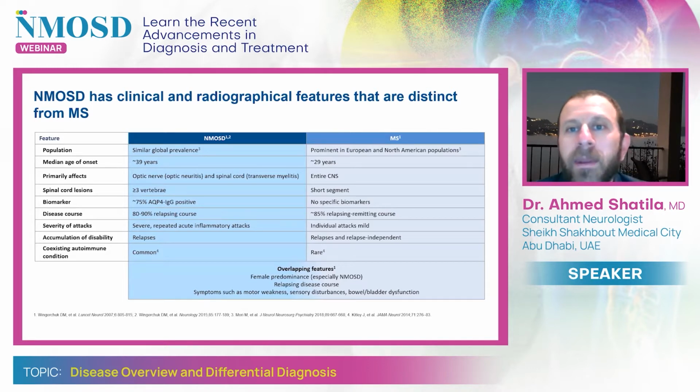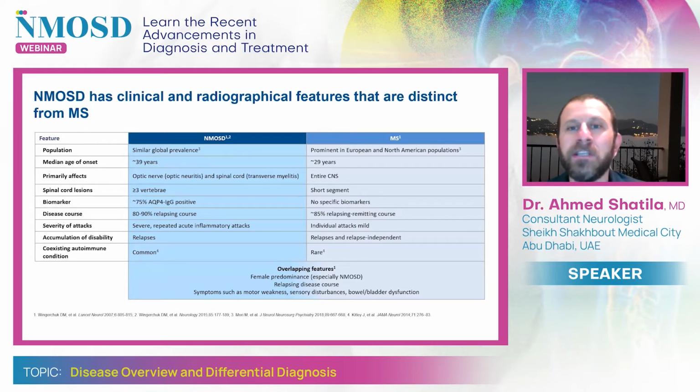MS, as we know, is a prominent European, North African population. NMO tends to be older. The average age of diagnosis is 39. With MS, it's 29. NMO is optic neuritis and myelitis, while in MS, it's the entire CNS. Spinal cord involvement in NMO is greater than 3 vertebral segments, while in MS, it's a short segment. It's not greater than 3. When we look at biomarkers, more than 75% of people with NMO will have AQP4 IgG positivity.